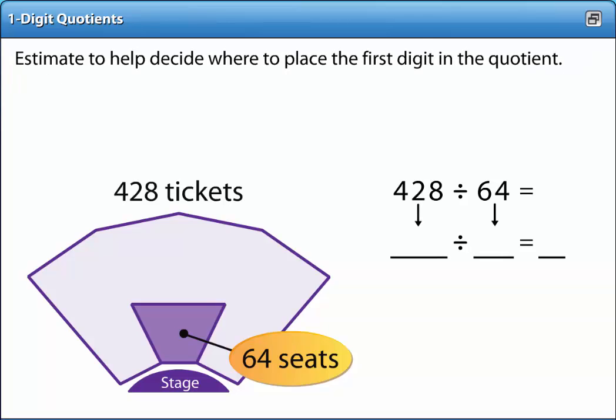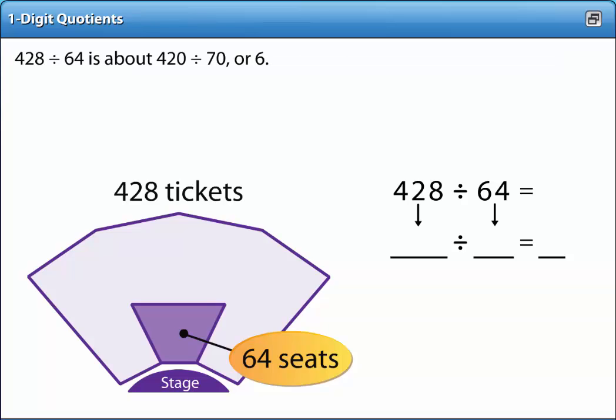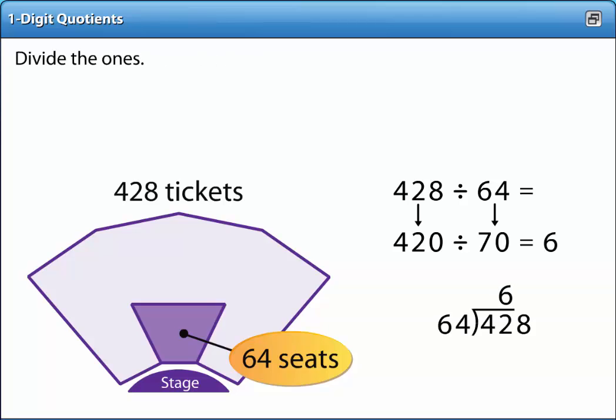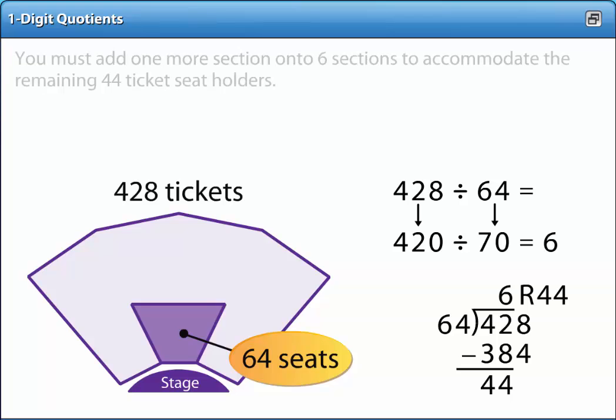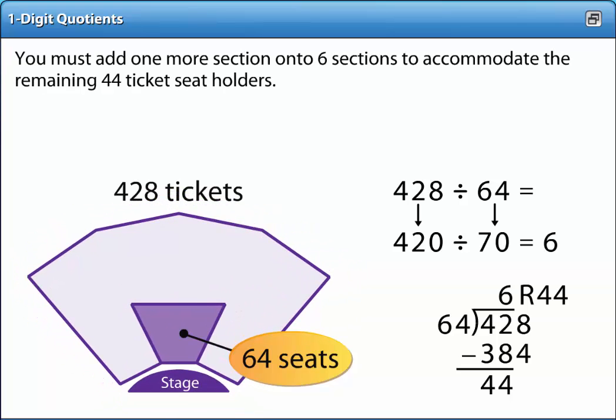Estimate to help decide where to place the first digit in the quotient. 428 divided by 64 is about 420 divided by 70, or 6. Divide the ones. There will be a remainder. What does a remainder of 44 tell you? You must add one more section onto 6 sections to accommodate the remaining 44 ticket holders.